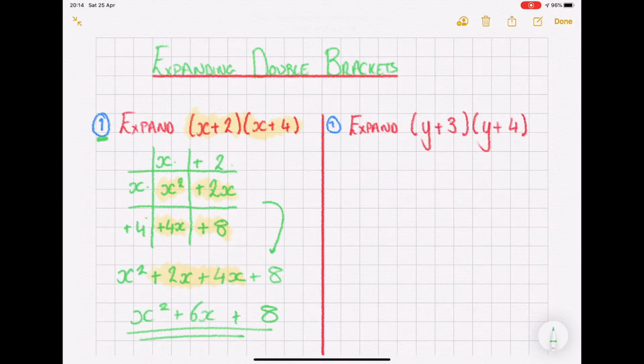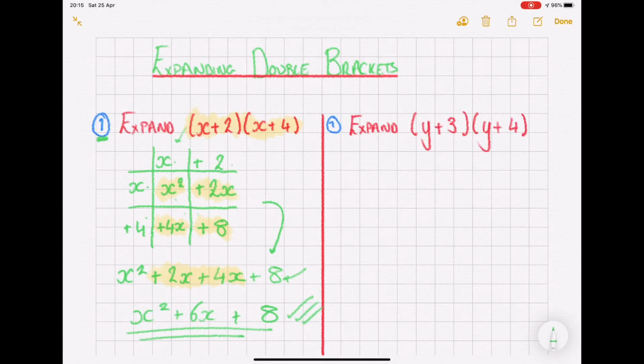So, to expand double brackets using the grid method, we write our single brackets out into our grid, and then we multiply the little boxes, and then we take it out of the grid and we write it here on a line like that. And if there's anything we can simplify, say x's, then we simplify that, and this would be our final answer.